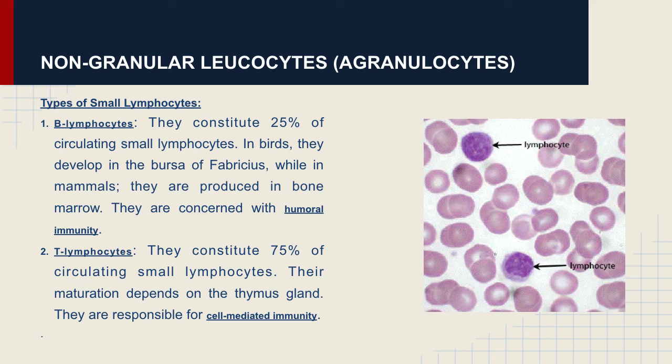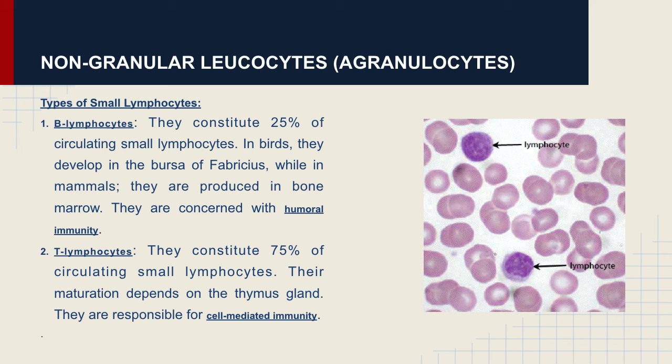They develop from the bursa of Fabricius. You have to know the site of development: B for bursa of Fabricius. In humans, they develop from the bone marrow. It is responsible for humoral immunity. You have to know just B lymphocytes, representing a quarter of the circulating small lymphocytes, site of development, bone marrow in humans and bursa of Fabricius in birds, and its function is humoral immunity. We don't have to know the different types of B lymphocytes or other functions, just humoral immunity.